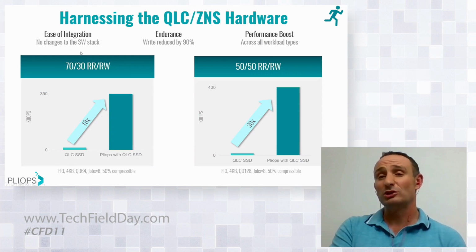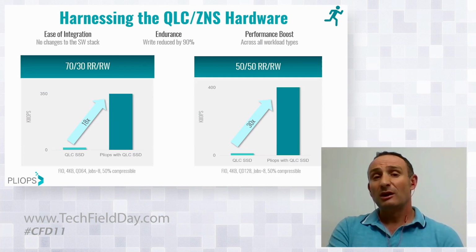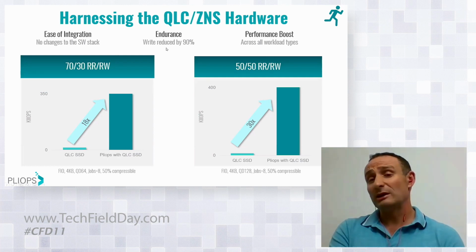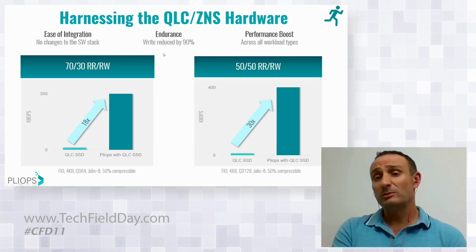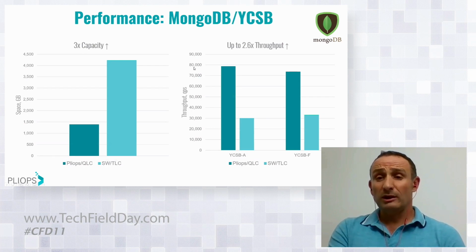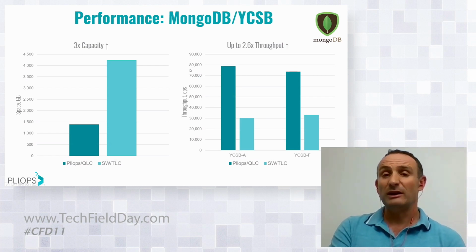It's both ease of integration, so it just, as Tony said, plugs into the software stack as a standard block device, so there is no change to any software component. We increase the endurance by transforming random writes into sequential writes, and there is a performance boost across a variety of workloads. So this is what happens at the block level. This is really a micro benchmark, and here's one more example of how we improve the capacity and performance of MongoDB running on QLC hardware.